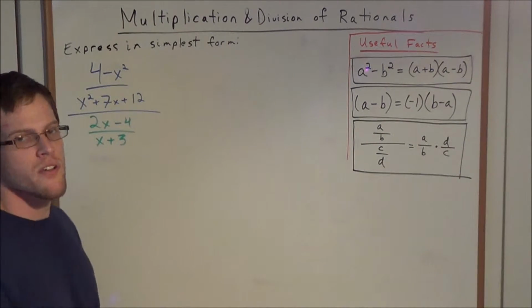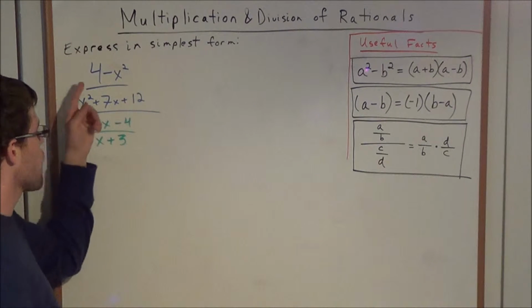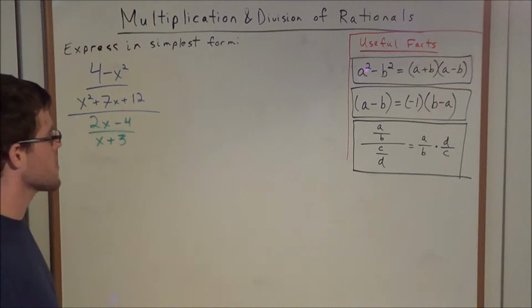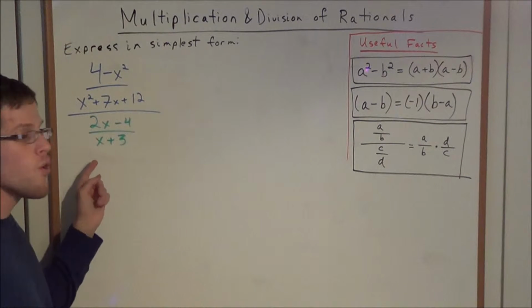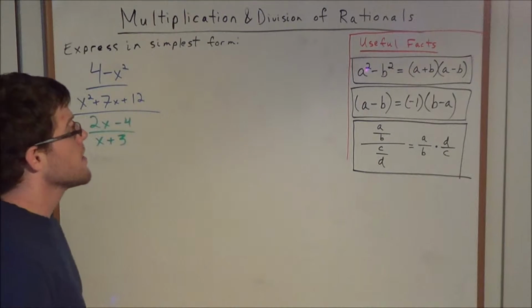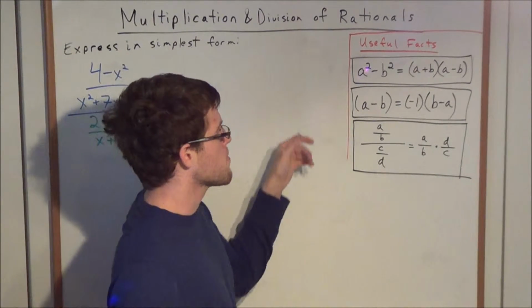Rationals. In particular, I want to look at the New York Regents question: expressed in simplest form, (4 minus x squared) over (x squared plus 7x plus 12), all divided by (2x minus 4) over (x plus 3). Now before we get started, I want to consider a table of useful facts that I prepared.